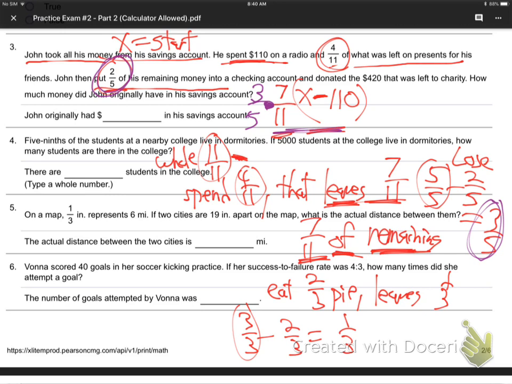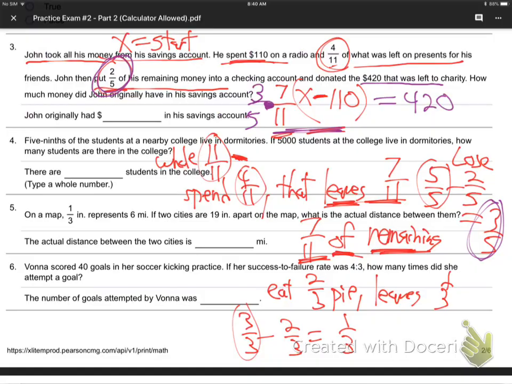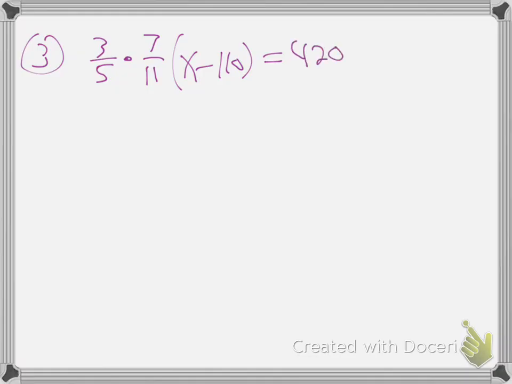And donated the 420. That equals 420. He had 420 left, which he gave to charity. So there's our equation. Do you see that little equation? I'm going to go to a fresh screen and write that. This is number 3. We have 3/5 times 7/11ths times x minus 110 equals, was it 420? So, let's solve this little equation.